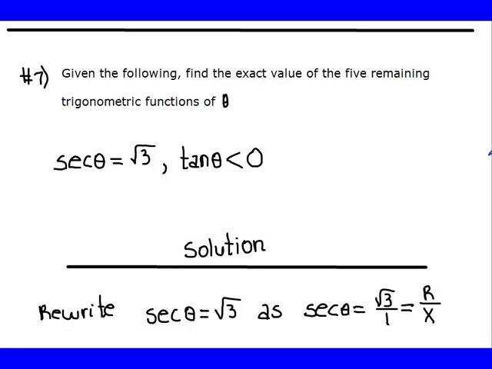Welcome, ladies and gentlemen, to problem 7. Let's begin. Given the following, find the exact value of the 5 remaining trigonometric functions of theta.